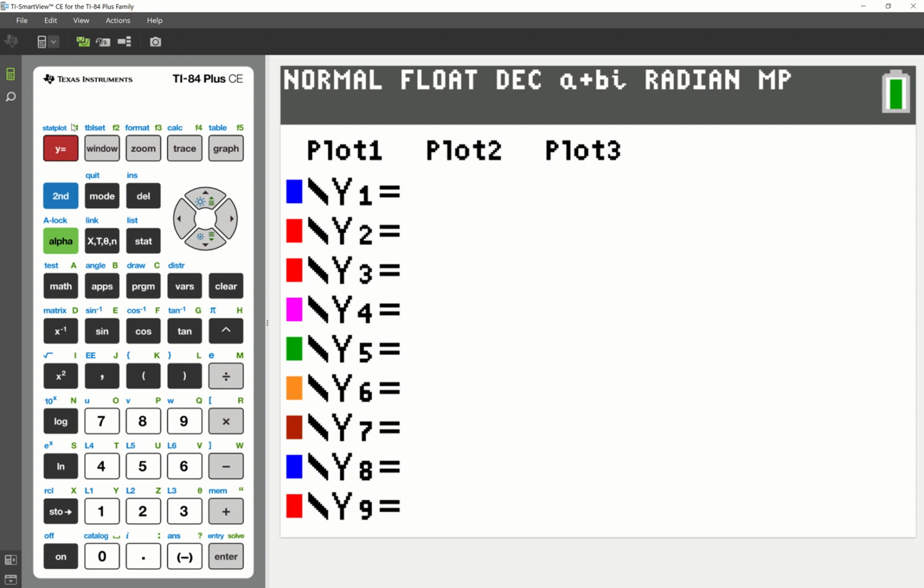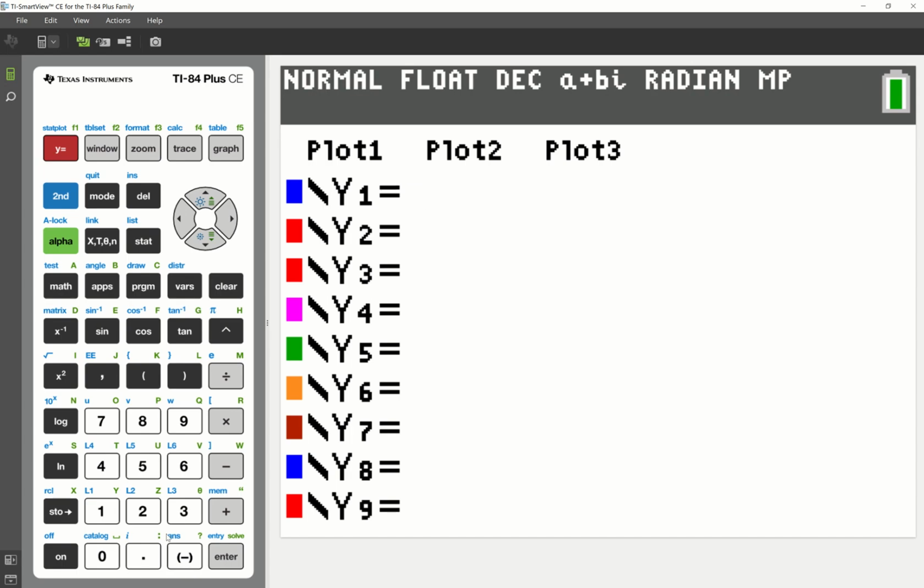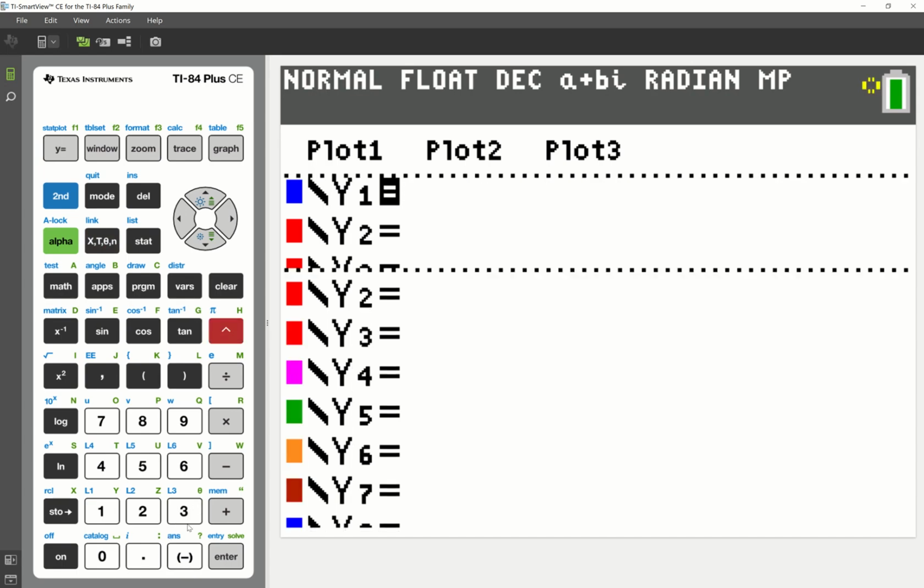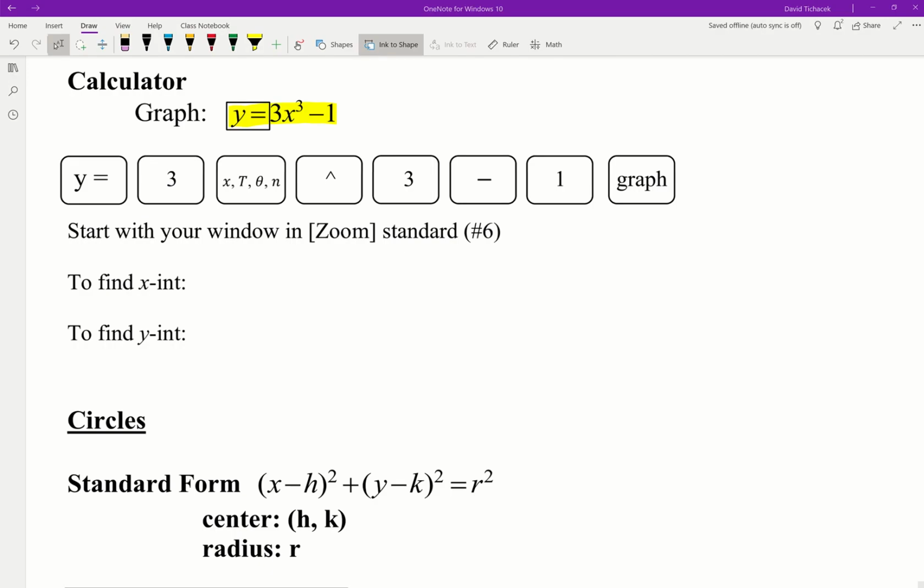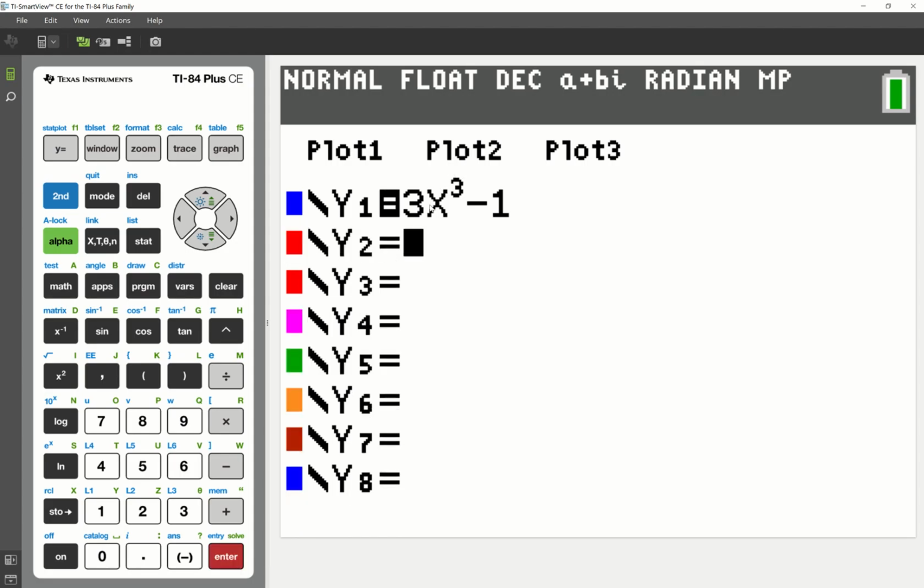But I'm going to go ahead and punch in the y equals button up here in the top left-hand corner, and this pulls up all of these different y equals that I can go ahead and graph. And so our function here looks like 3x cubed minus 1, and so we're just going to go ahead and type that in. So 3x to the power of 3, and then minus 1. Okay, just take a quick step back and make sure that we have typed in something that looks exactly like what's on our paper, and that looks pretty good to me.